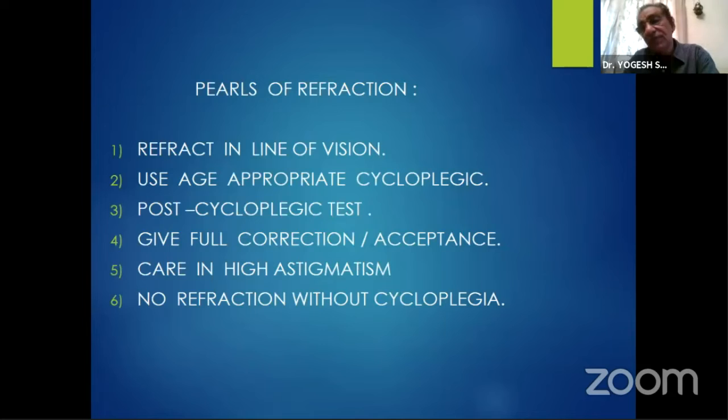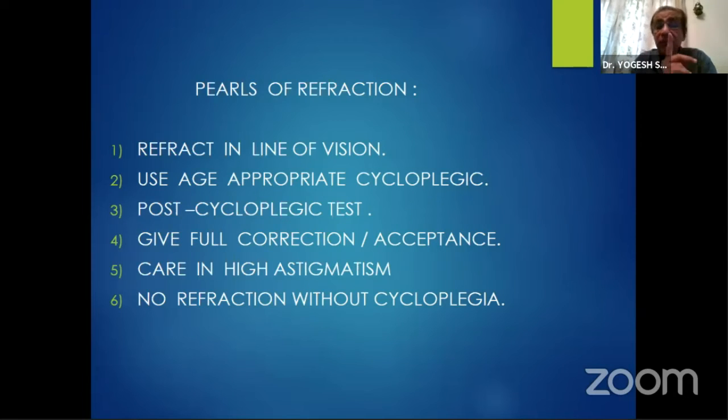Now, pearls of refraction. Having said that, when you start treating a child who has come to you with refractive errors, and you have decided that this child needs treatment and correction, what are the guidelines for managing this? Now, these are: refract in the line of vision of a child, not parafoveal or perifoveal.